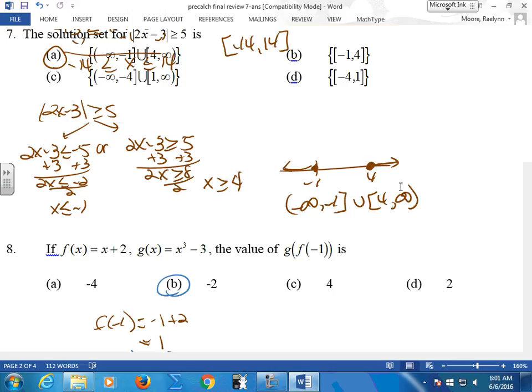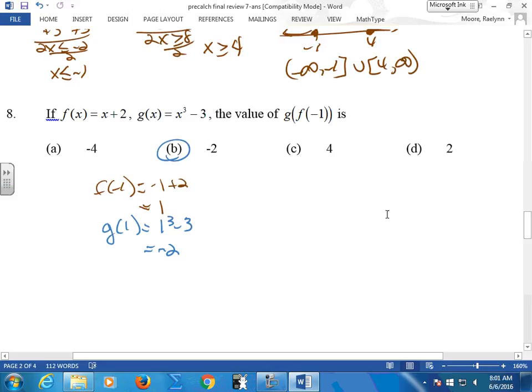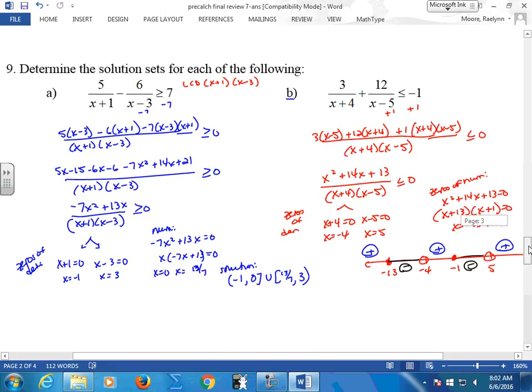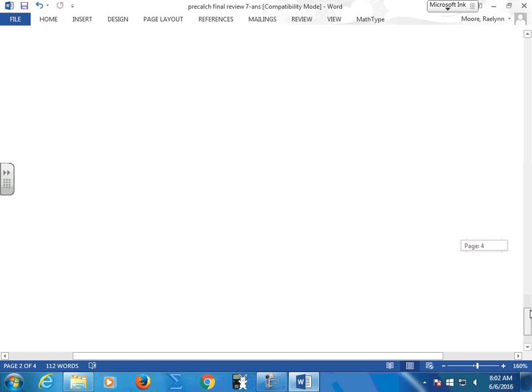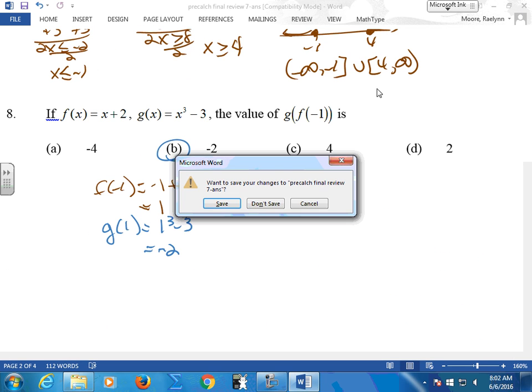Probably we'll see one of these. Everybody knows this composition. You plug into the F first, then you take your answer, plug it into the G. Number 8. Good. And I think we did this in class. Okay, we can do number 8. Yeah, worksheet.